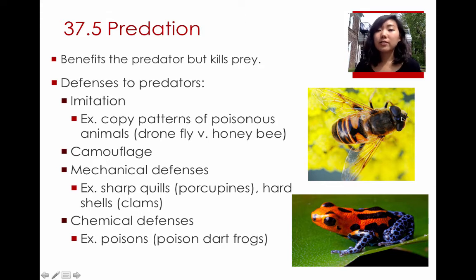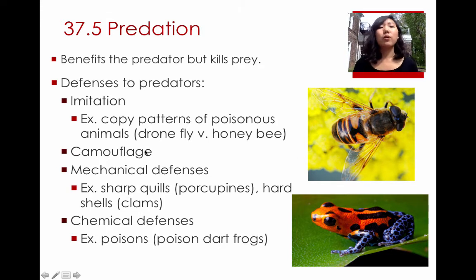So this right here is actually a picture of a dronefly. And it looks very similar to a honeybee. And because of that, some natural predators may not attack the dronefly because they think it can possibly sting when it can't. So imitation is one way that a prey can defend itself by looking like a more poisonous or more vicious, similar species.